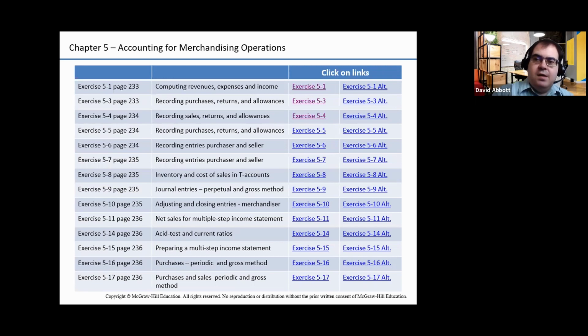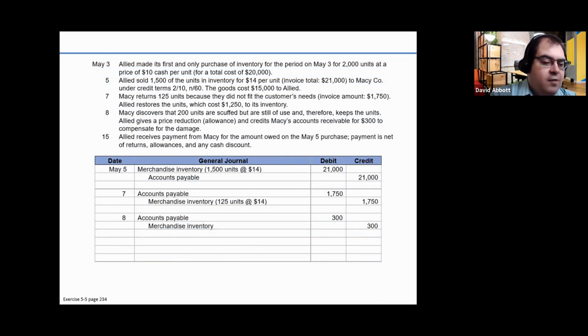So this is another one about recording purchases, returns, and allowances. We're preparing journal entries to record the following for Massey, which is the buyer. Okay, that makes sense then. I'm sorry, I read this wrong. So in this case, on number 8, you will debit the accounts payable, because that reduces the amount that Massey owes Allied. And then you'll credit the merchandise inventory, because you're taking those things out of Massey's inventory, because now they don't have it, because they're sending those back to Allied.